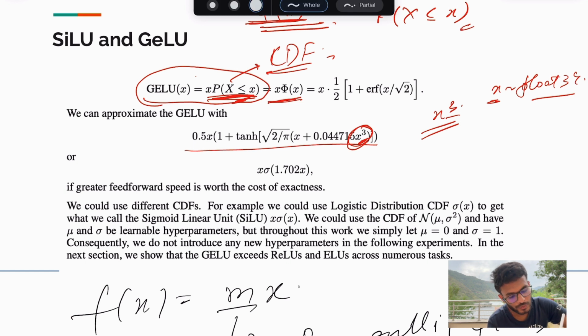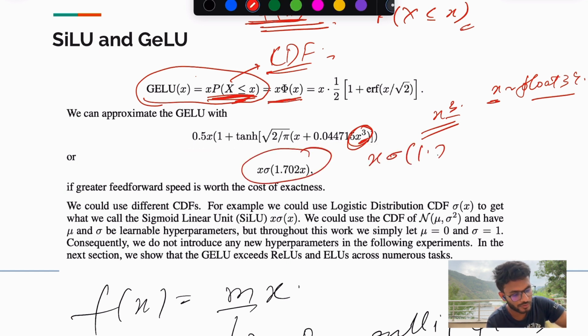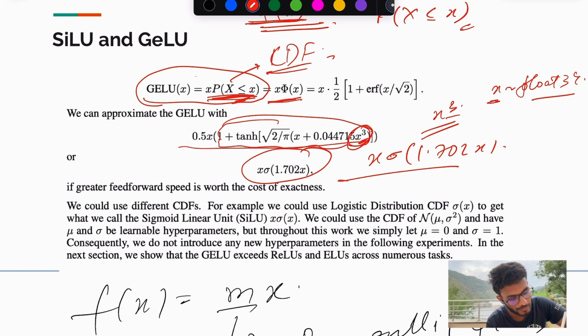So GELU can again be approximated using x times sigmoid of 1.702x, what's written over here. This entire summation and everything can be approximated by x times sigmoid of 1.702x. If you plot the graph of this function and the original function, they turn out to be very similar. This is the approximation we use in PyTorch for the calculation of GELU. So that is the Gaussian error linear unit.